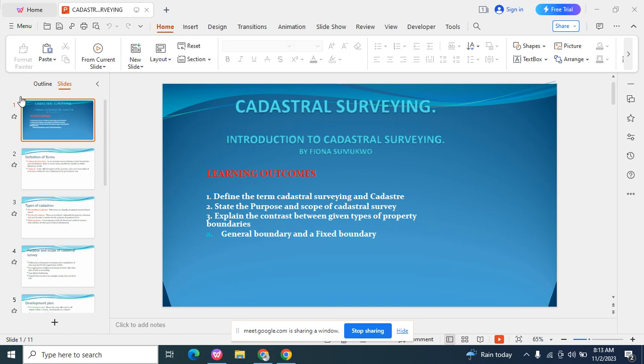First one, define the term cadastral surveying. The next one, number 2, state the purpose of cadastral surveying. Number 3, explain the contrast between different types of property boundaries.